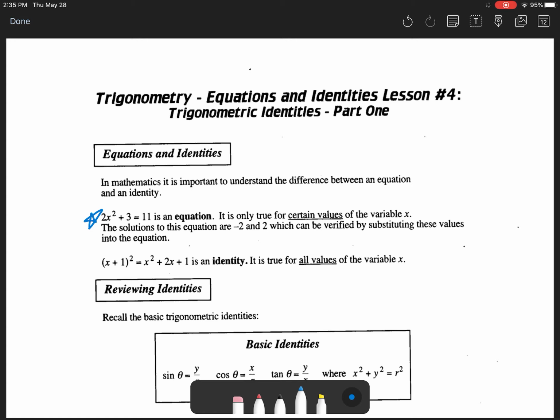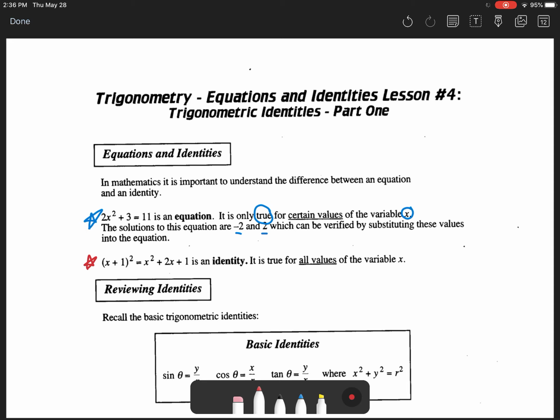The first thing they give as an example is this equation right here, 2x squared plus 3 equals 11. This equation will only be true for particular values of the variable x. It won't be true for all values of x. For example, the solutions here are -2 and 2. When I substitute those values into the equation, the left side will equal the right side. We call that satisfying the equation. Both of those solutions are valid.